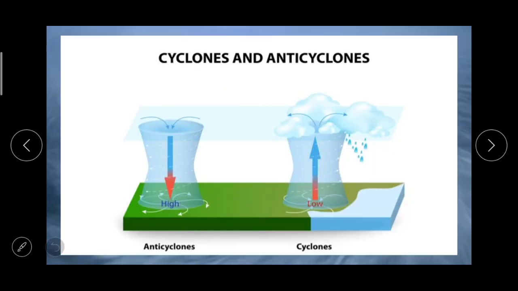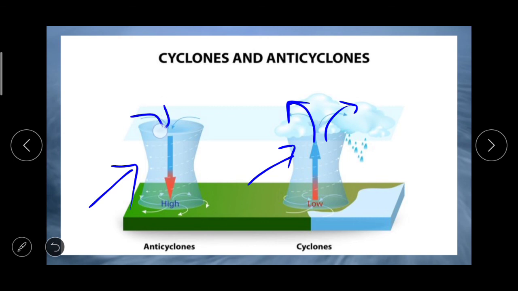Then the next thing, here you can see difference between cyclones and anticyclones. This one anticyclones and this one cyclones. Low pressure area surrounded by high pressure area, and here the direction of the wind you can see. So by observing this figure, try to understand the basic difference between the cyclones and anticyclones.